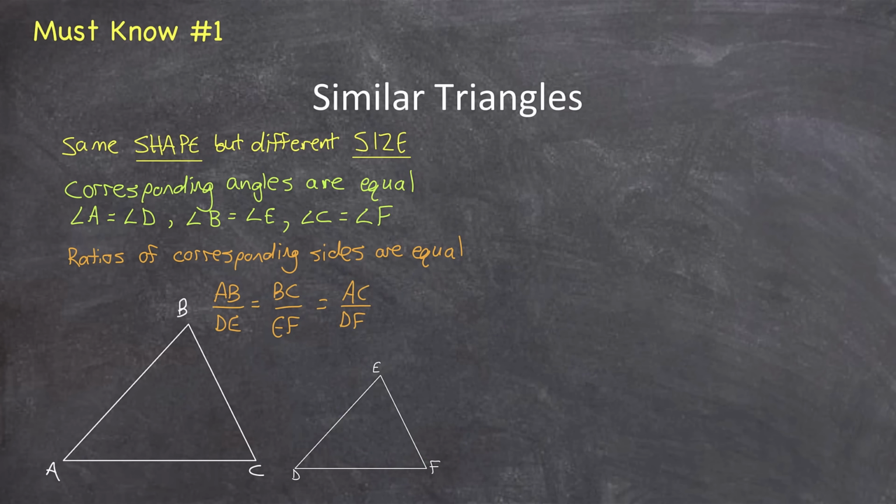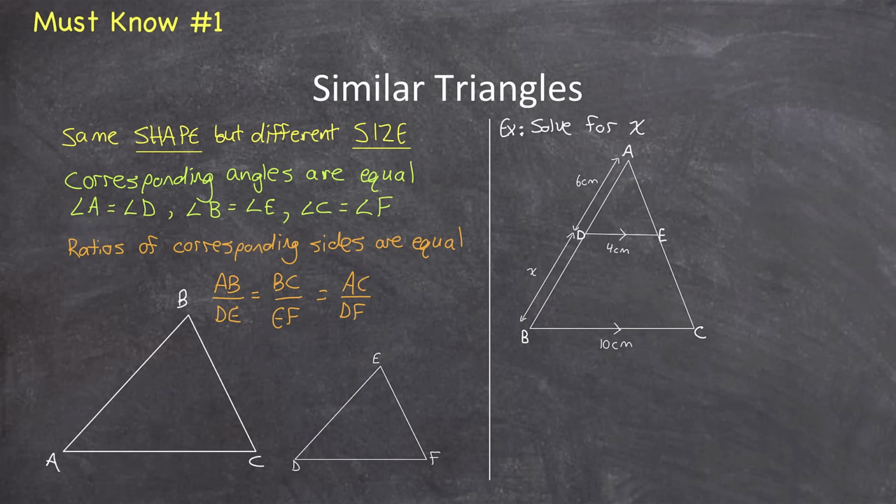And we can use these properties to solve for missing sides and angles in triangles that are similar to each other. Let me show you an example. In this question, we're asked to solve for the length of x. In order to do that, I'll have to use these 2 similar triangles that I see, the big triangle and the smaller triangle within it.